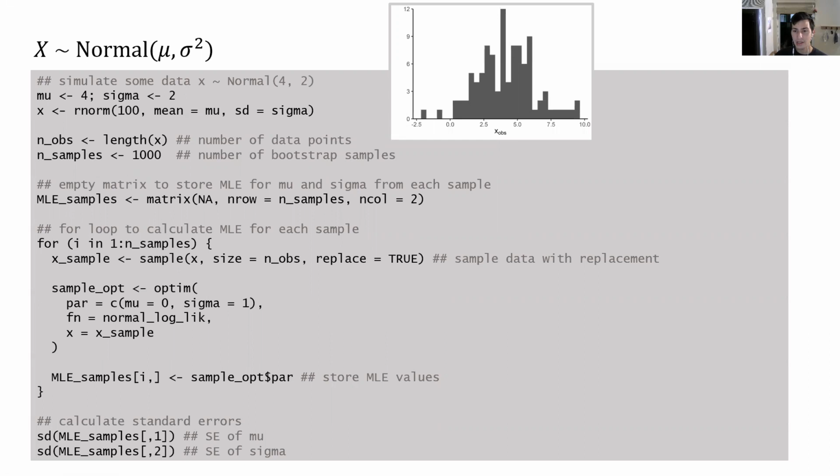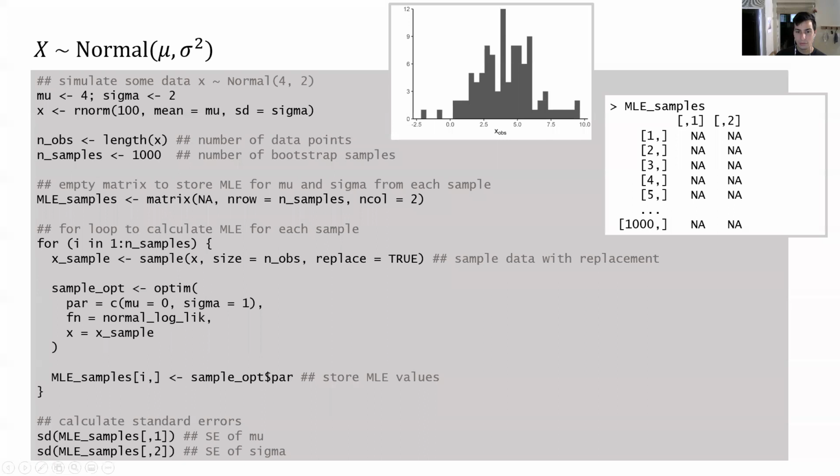Next, let's initialize an empty matrix to store our bootstrap maximum likelihood estimates, which I'll call MLE_samples. Because we have 2 parameters, mu and sigma, the matrix will have 2 columns. And because we're taking 1,000 bootstrap samples, the matrix will have 1,000 rows. Here's what it looks like if we print it out.